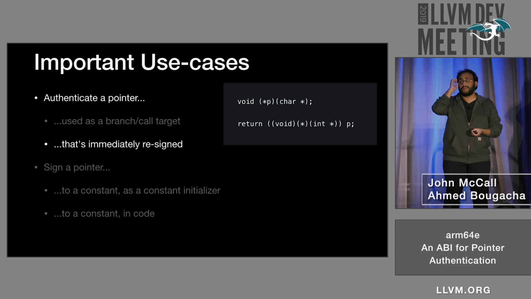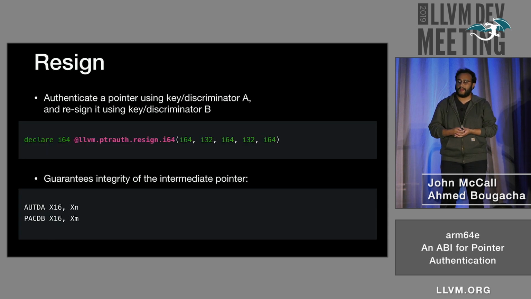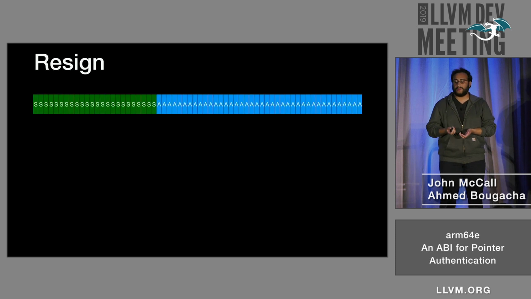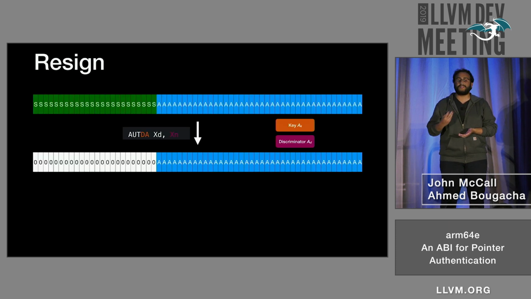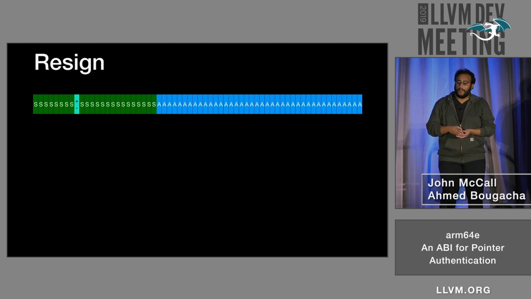So the next thing is sometimes you want to convert between different signing schemes. So if you have a cast between differently typed function pointers, that's something that might happen. And so for that, we have a resign intrinsic. What the resign intrinsic does is it authenticates a signed pointer using key and discriminator A, and then it resigns it using the PAC instruction using key and discriminator B. And so this is a lot more complicated in some cases.